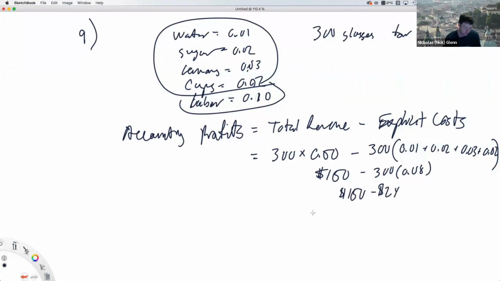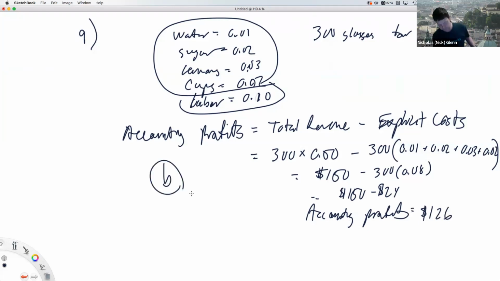So her accounting profits are going to be $126. And that's B. All right. Now let's do number 10. That's what are her total economic profits?